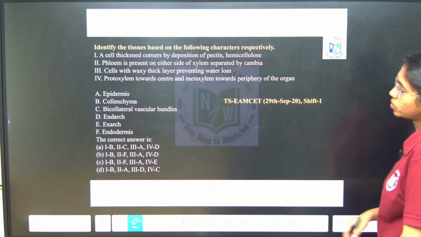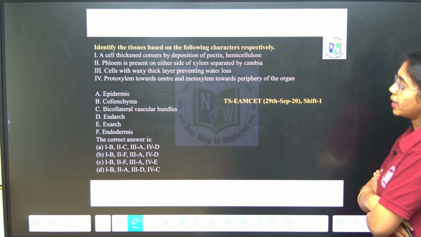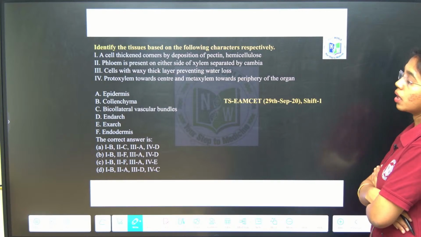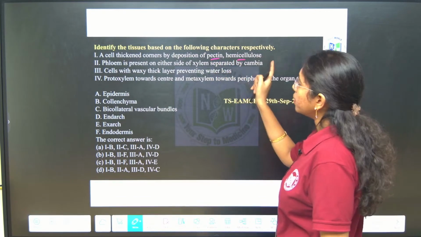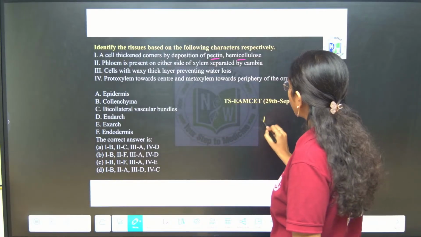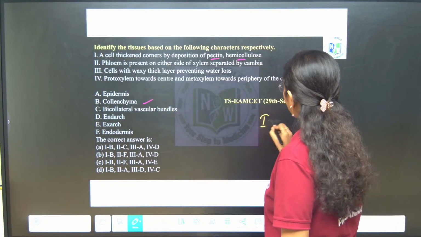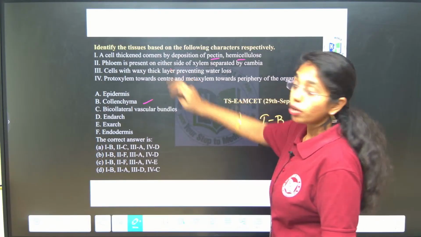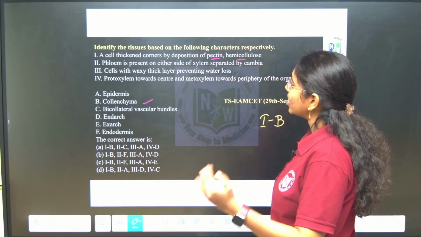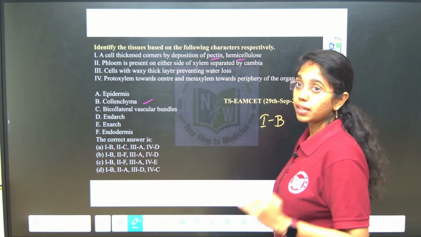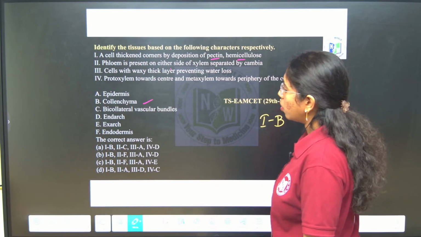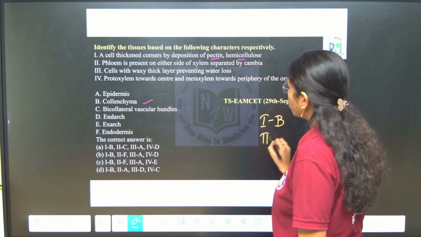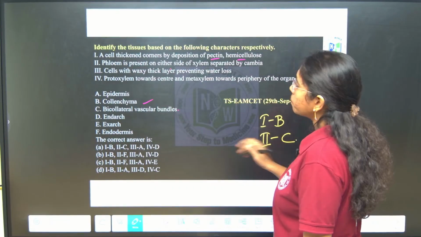Next questions. We need to identify again. A cell thickened at the corners with pectin, hemicellulose, cellulose depositions is collenchymatous tissue, which is option B. Next, phloem is present on either side of xylem separated by cambium. Here he is talking about bicollateral vascular bundles. So 2 is C.